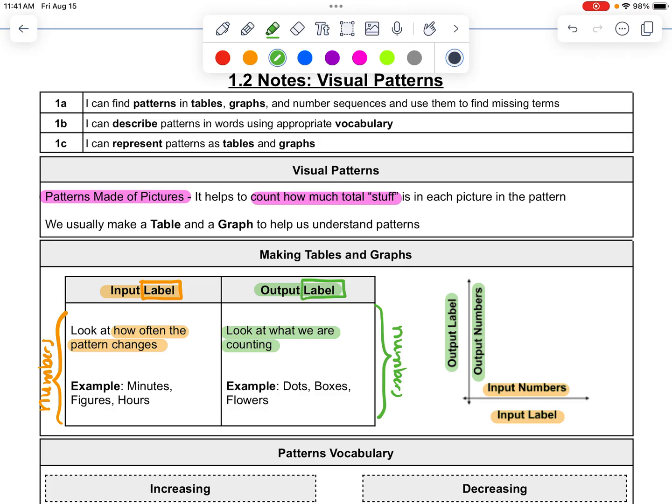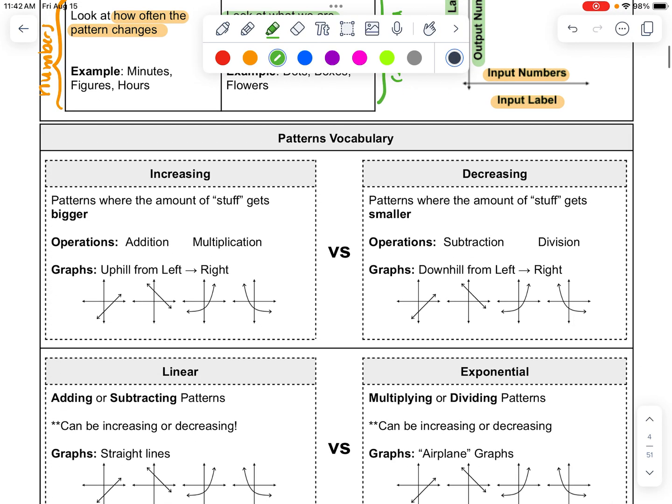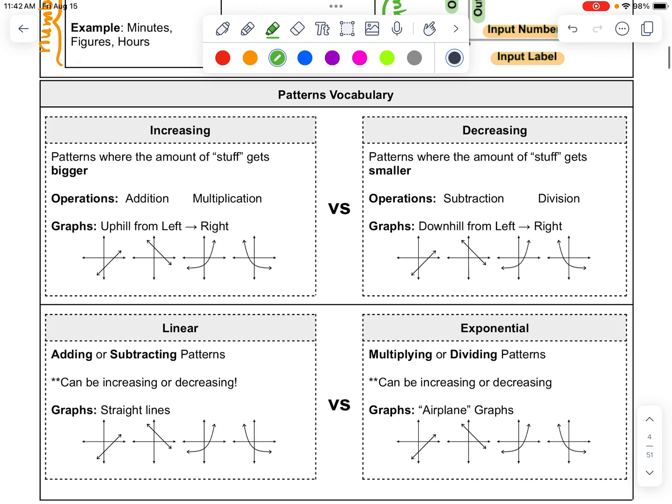The other thing we're going to need to do is we're going to need to use some vocabulary to describe our patterns. The first set of words you need to know are the words increasing and decreasing. Now, a pattern can either be increasing or decreasing. It's one or the other.